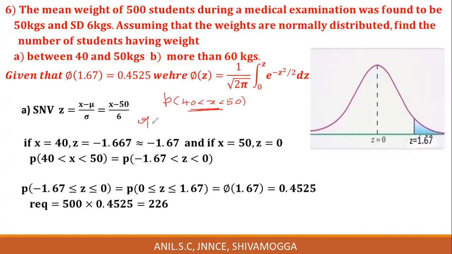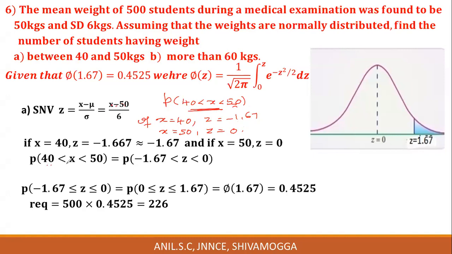What will be the value of Z when x is equal to 40? When x is equal to 40, this will be 40 minus 50, that is minus 10 divided by 6. Minus 10 by 6 is minus 1.67. It's actually minus 1.666. We can approximate it to minus 1.67. If x is equal to 50, what will be the corresponding value of Z? 50 minus 50 is 0. 0 divided by any finite quantity is 0.